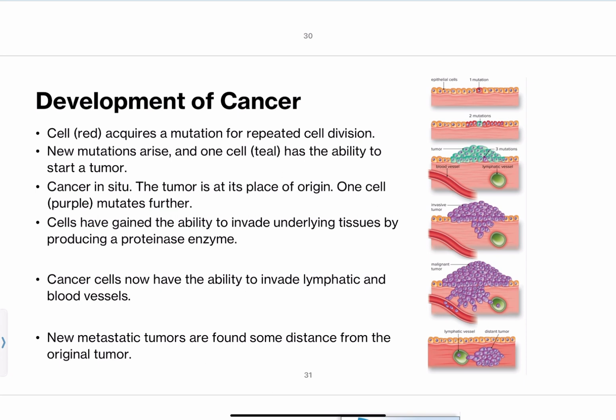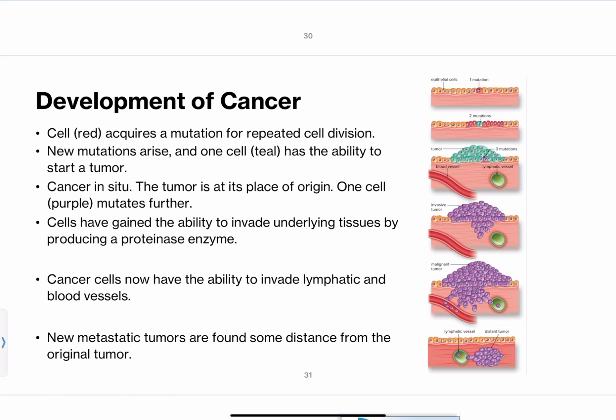So, cancer develops gradually, often through a series of mutations. It usually starts with one cell that mutates in a way that allows it to divide more often than it should. As it keeps dividing, more mutations can accumulate. Eventually, one of those cells is going to gain the ability to start forming a tumor, which is just a mass of abnormal cells. So, at first, that tumor might be harmless and stay in place, and this is what's called cancer in situ. But if the cancer cells continue mutating, they can start producing special enzymes like proteinases that allow them to break down surrounding tissues.